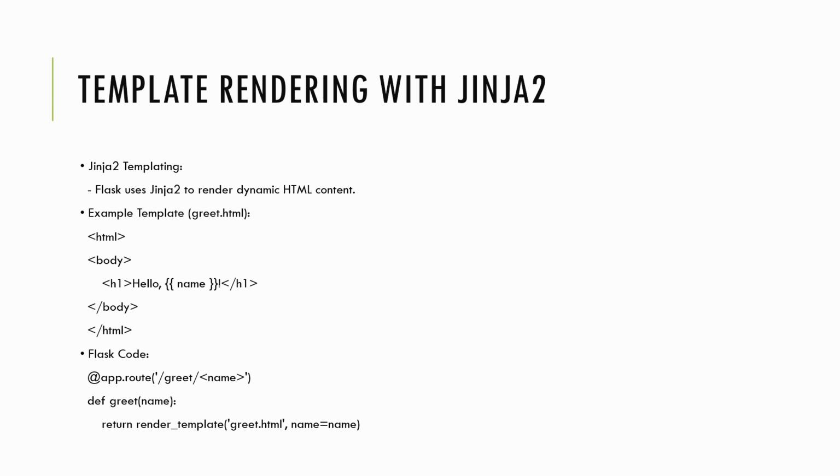Flask uses Jinja2, a powerful templating engine, to render dynamic content. In our template, we can pass variables like name from Python to the HTML. For example, when visiting a URL like /greet/John, Flask will render a greeting saying "Hello John" by substituting the placeholder name with the actual value.